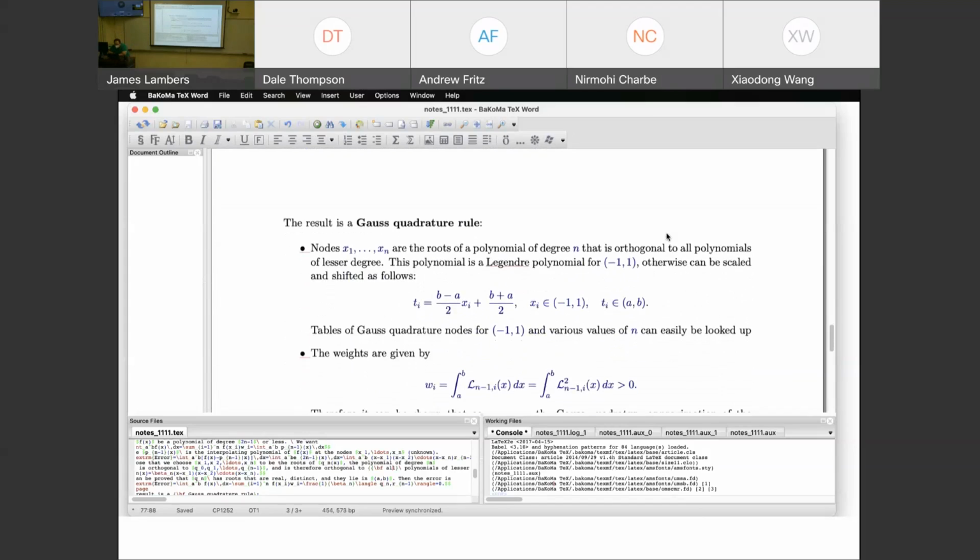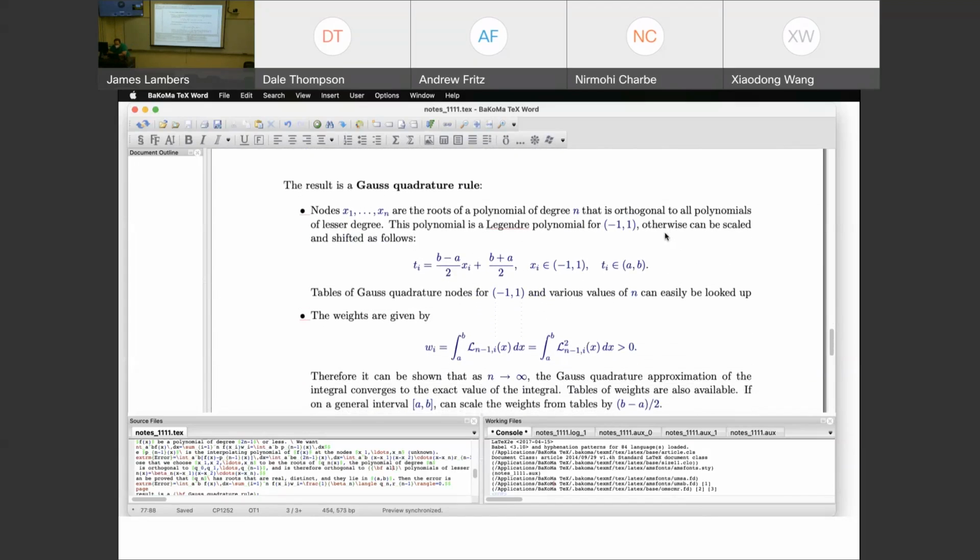So, when the nodes are chosen in this manner, that's called a Gauss Quadrature Rule. Now, the weights are chosen the same way as in interpolatory quadrature in general, where you take the Lagrange polynomials for your nodes and you integrate them on AB, and those are the weights.